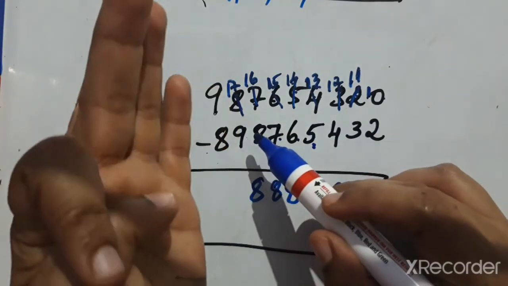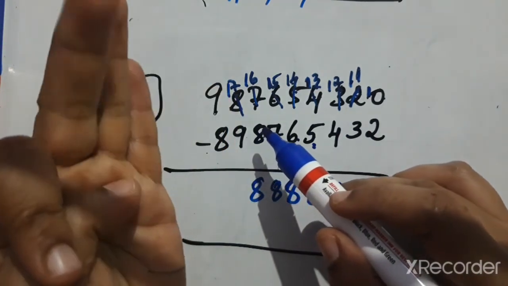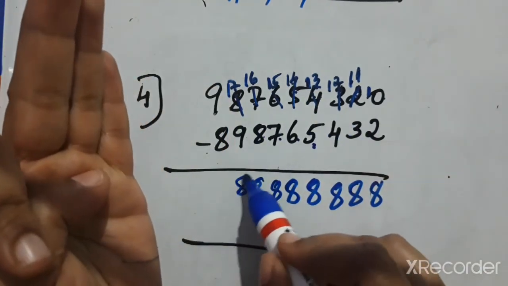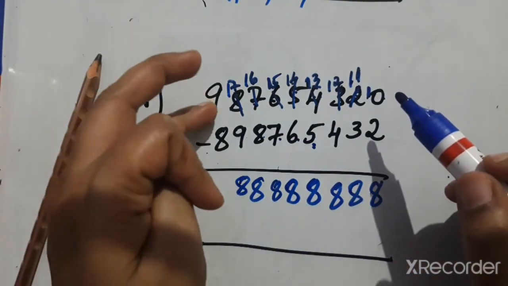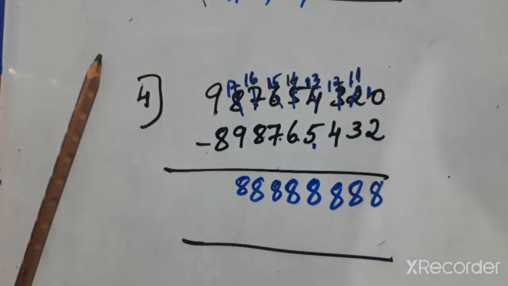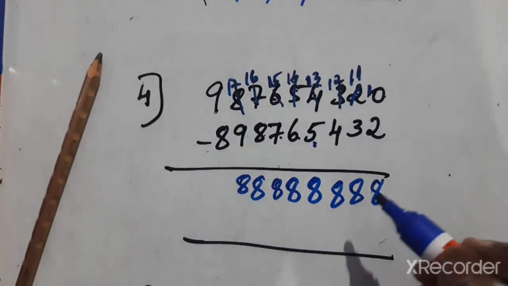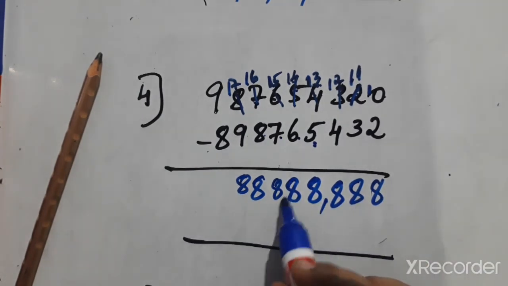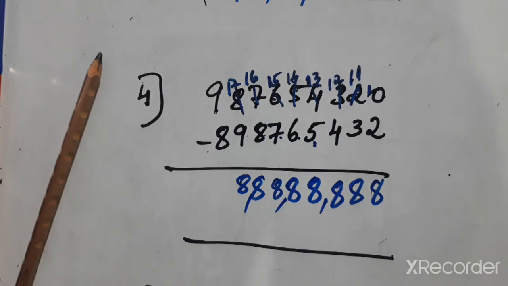10, 11, 12, 13, 14, 15, 16, 17. How much? 8. Now here 8 minus 8 is 0. So all are 8 family. 8 crore 88 lakh 88,888.